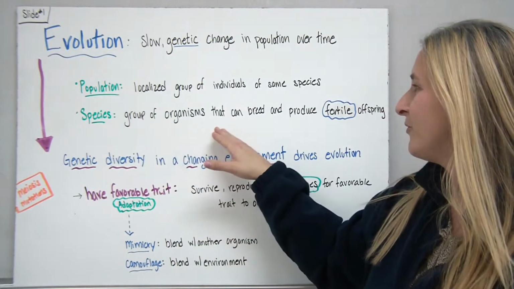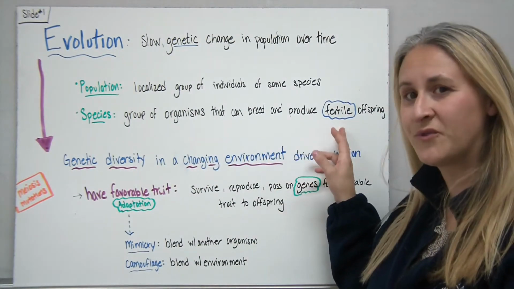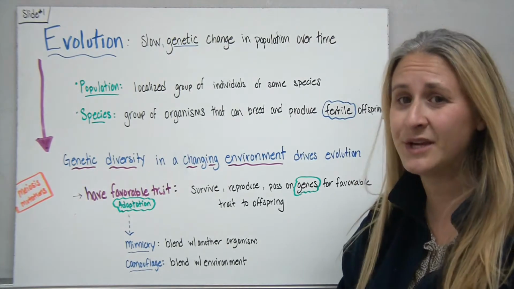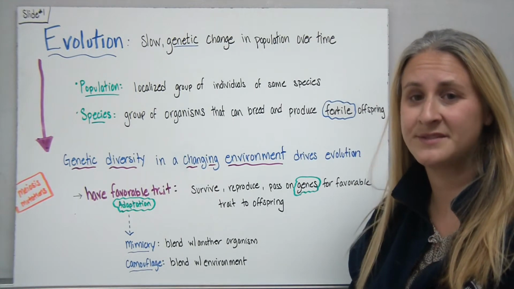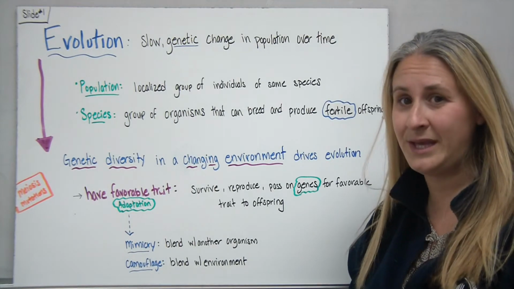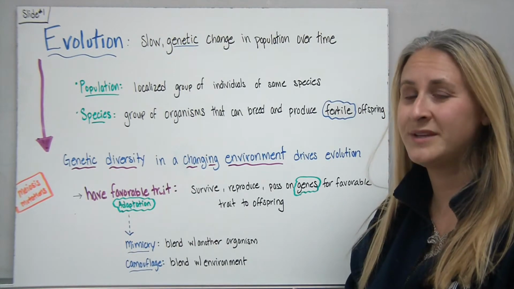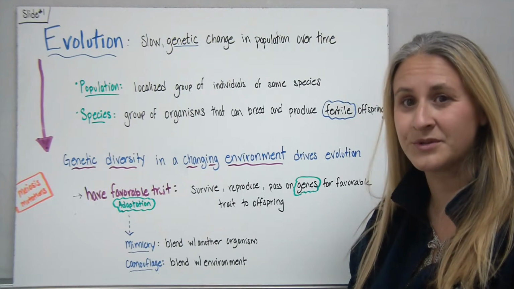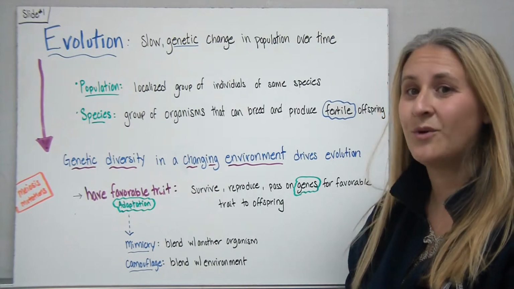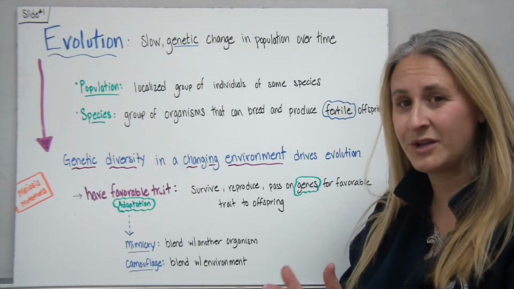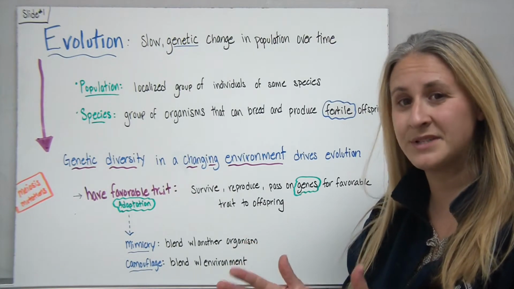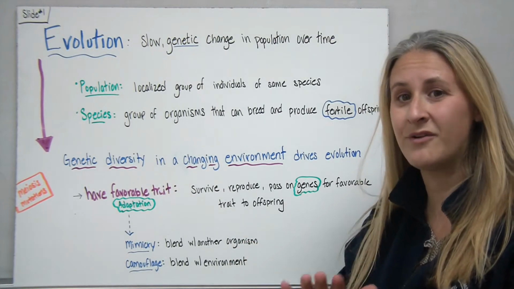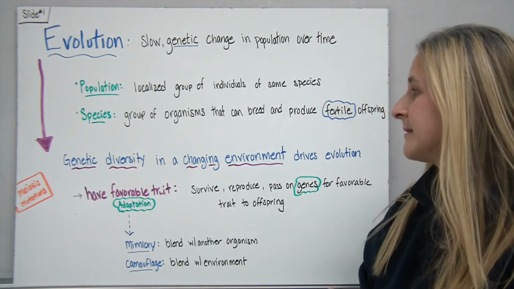A species is a group of organisms that can breed and produce fertile offspring. The key there is fertile offspring. We know that in some cases we could have something like a horse and a donkey mate and make a mule. But a mule is not a fertile offspring. It cannot reproduce. It's what we call sterile. So although a donkey and a horse are still very closely related to each other genetically, they're still considered to be separate species because their offspring cannot reproduce.